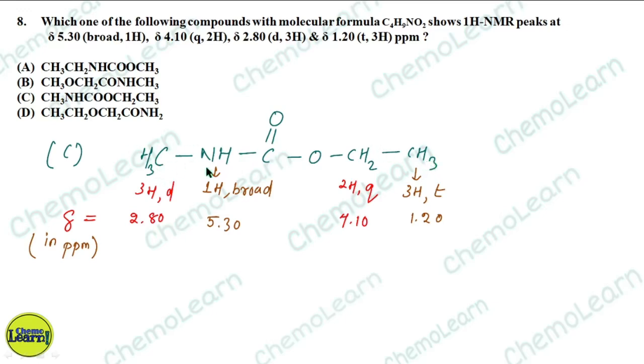CH3NHCOOCH2CH3. So here 3 hydrogen, and it will be doublet, delta value will be 2.80 ppm. This is 1 hydrogen broad signal, and we have delta value at 5.30 ppm. Here another peak, that is 2 hydrogen quartet, it is 4.10 ppm, and 3 hydrogen triplet at 1.20 ppm. So the option will be C.